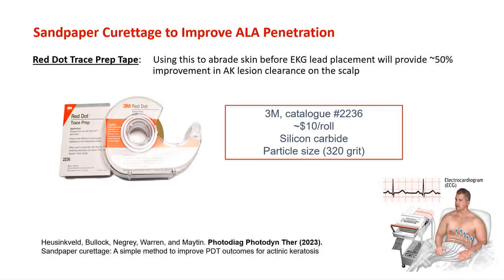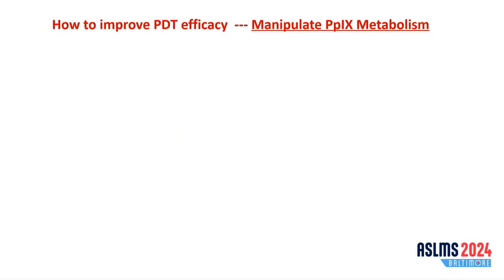So we've taken a little more of a Lowe's or Home Depot approach here, and we've shown that you can use sandpaper for this curettage, this preparation of the lesions, to abrade the skin. And we just borrowed from our cardiology colleagues who use this EKG tape, which is very inexpensive, to prepare the skin. We use it to prepare the AK lesions, and you can improve lesion clearance by almost 50%, especially useful on the scalp, which is quite recalcitrant otherwise.